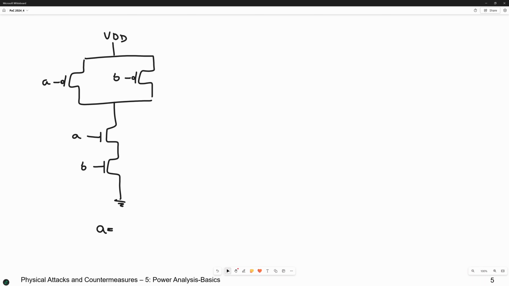Suppose that A equals 0, B equals 1. Then what is the situation? When A is 0 and B is 1, then definitely the pull up is on, the current passes through VDD, and here the output, let's call it Q, will be 1. And this pull down network is of course turned off. Now suppose that A changes to 1.